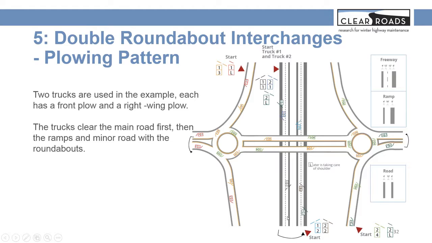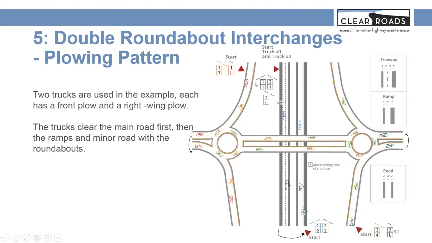After they finish, they have another pass called 2L later. So the 2L pass will clear the shoulder, the right shoulder, for both directions. Then this completes the freeway. Then truck number 1 will turn around and start pass number 3 here on the off-ramp.